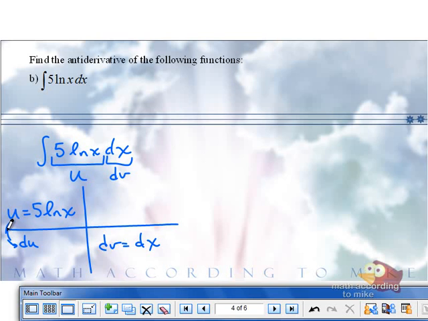So if you would, please find the derivative of u. We'll start there. We won't do the dv part. Does anyone have a guess of what the derivative of 5 natural log of x is? Well, what happens to the 5? Leave it alone, because it's a constant times a function. So what's the derivative of natural log of x?